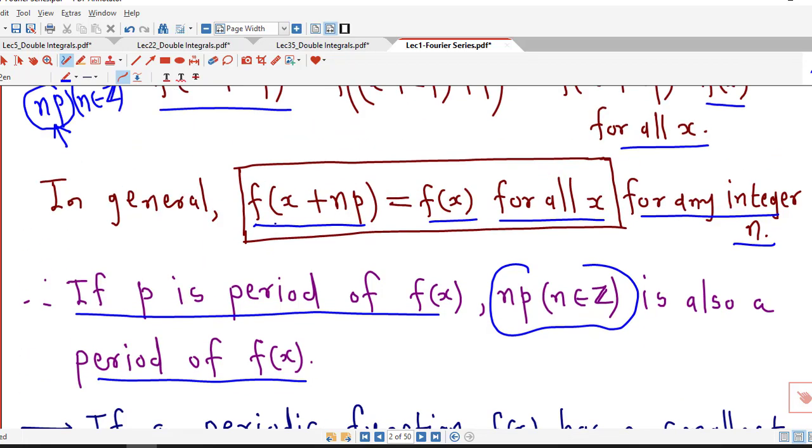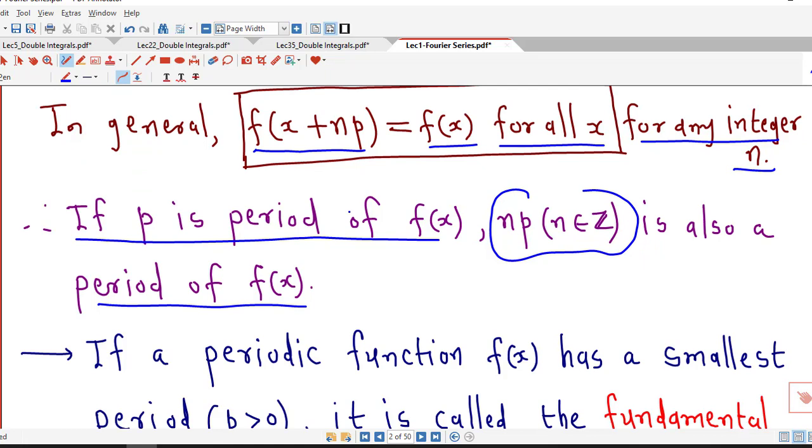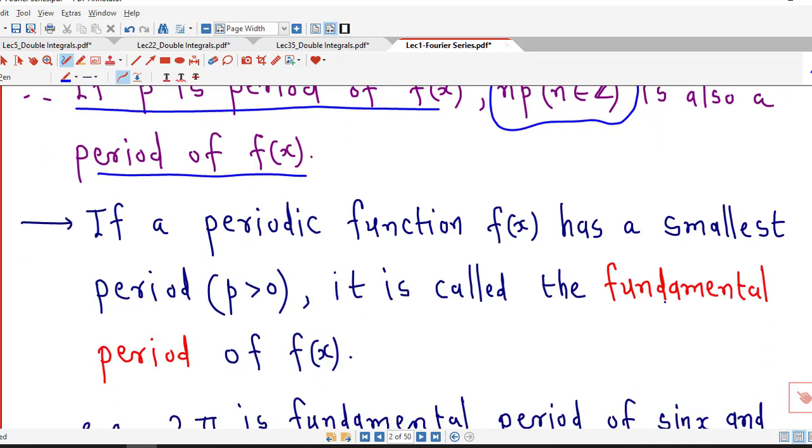So we can have an infinite number of values for the period of a given function f(x). Now, if among those possible periods there exists a smallest possible value of period, then that smallest value is known as the fundamental period of f(x).